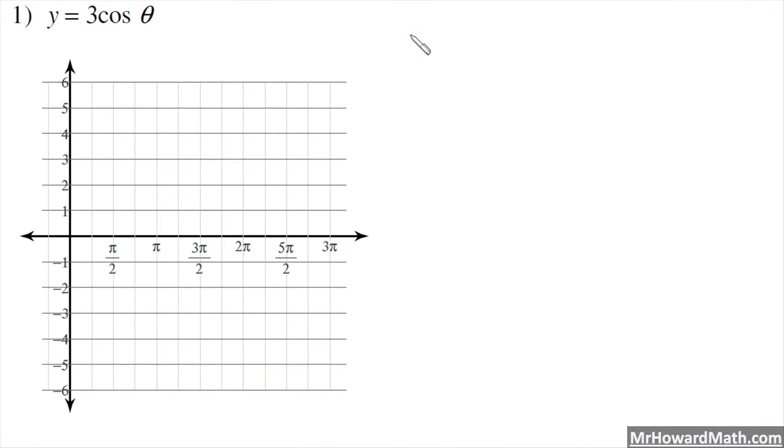Alright, so the period is defined as 2 pi over b. The b value is the multiplier in front of your theta, you could say between your either sine or cosine and your theta value. You notice that's an implied 1 there. So it's 2 pi over 1, so it's just 2 pi. So the period is 2 pi here, same as the parent function.